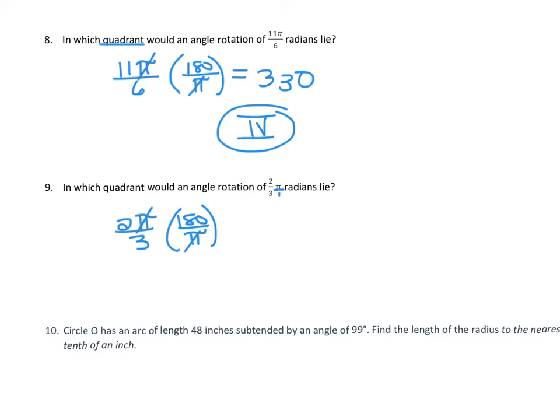And then I'm going to do this without a calculator again. So since 18 divided by 3 is 6, 180 divided by 3 would be 60. And then we have to do 2 times 60. So since 2 times 6 is 12, 2 times 60 would be 120. All right, so again, we want to know in which quadrant would that be. Well, since 120 is in between 90 and 180, we can say that that's in quadrant 2.